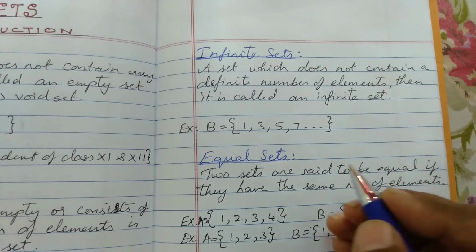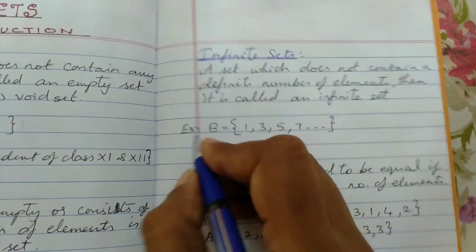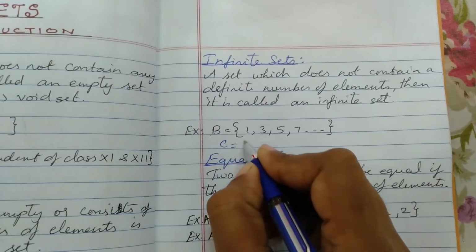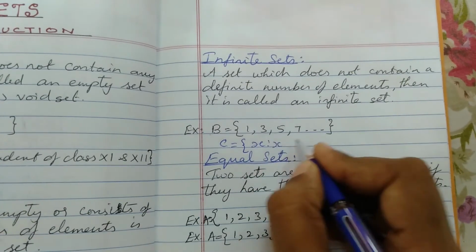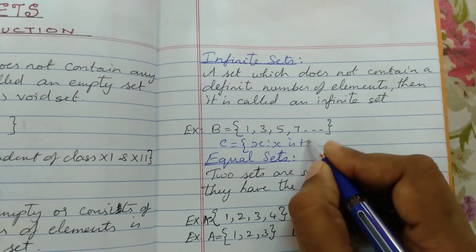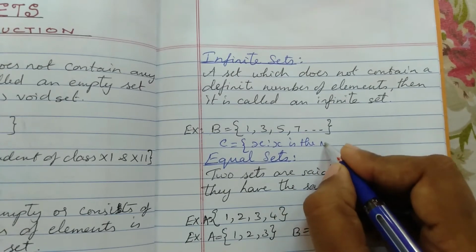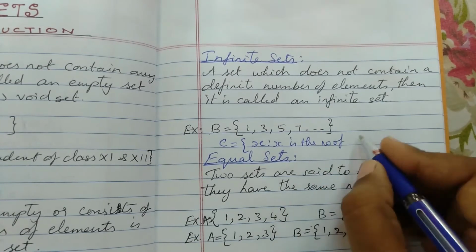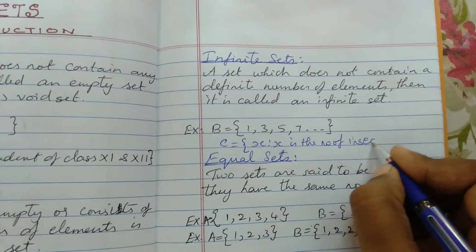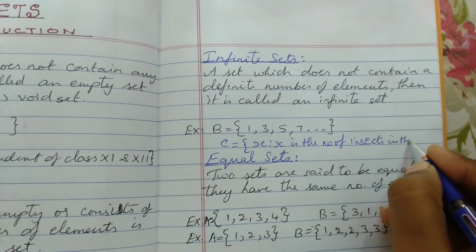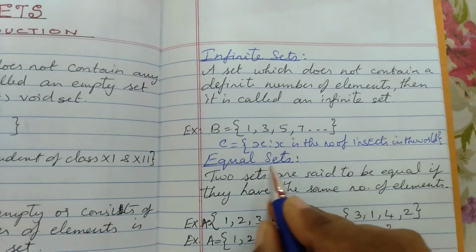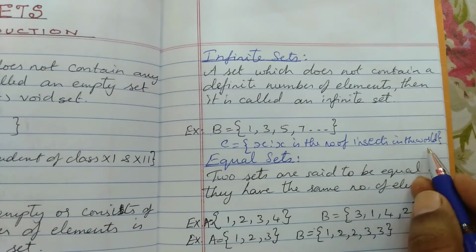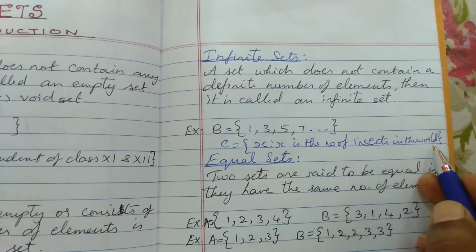Now you can take one more example, like set C contains X such that X is the number of insects in the world. So now this goes till infinity. We cannot count the number of insects in the world. So this can be called an infinite set.